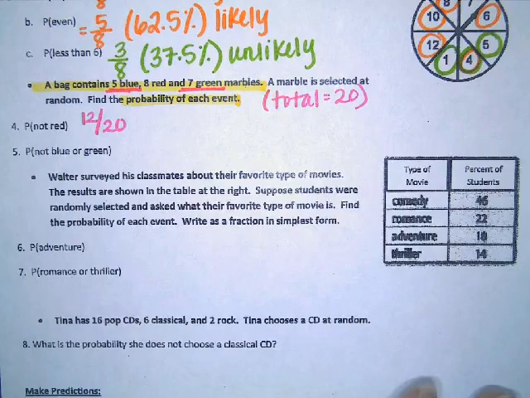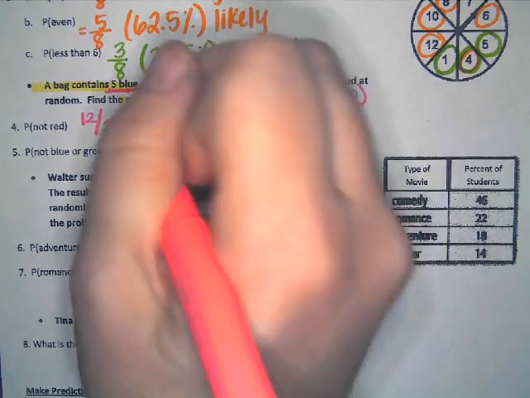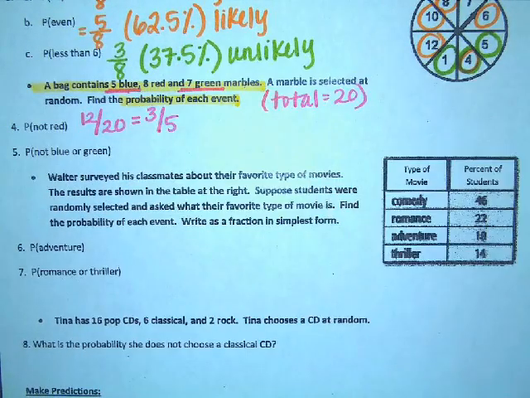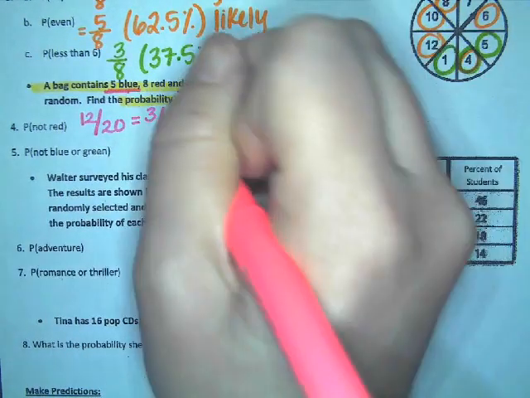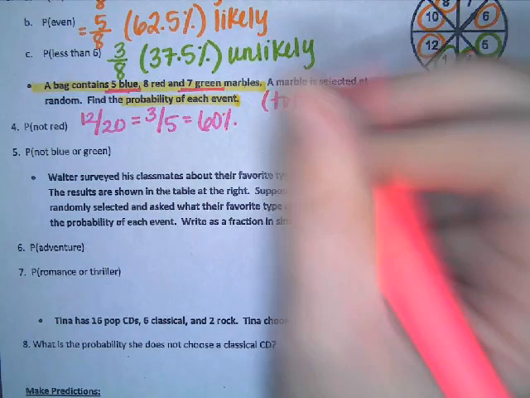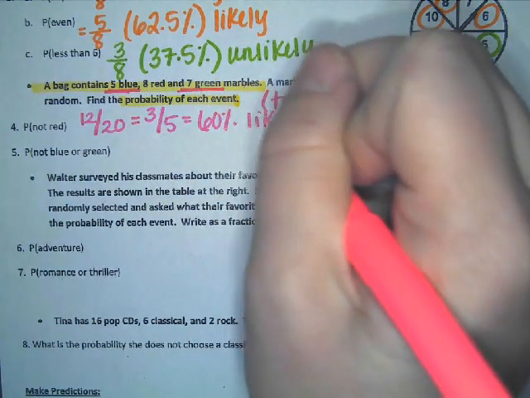However, that fraction is not in simplest form. I realize that 12 and 20 have a number in common, and I can simplify. When I simplify this fraction, I get 3 over 5, and 3/5 is a 60% chance. A 60% chance means that this isn't a likely event.